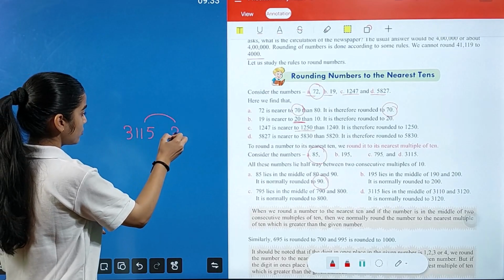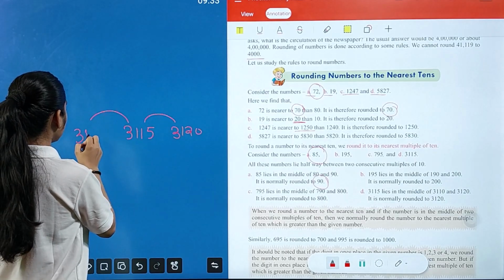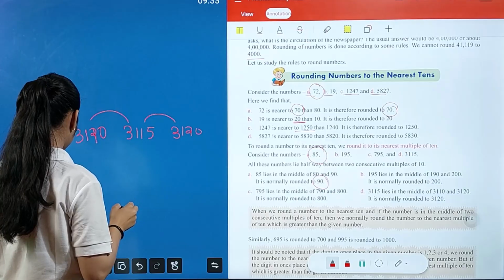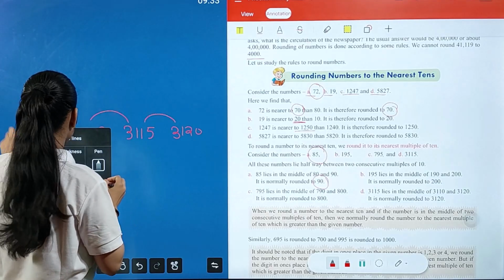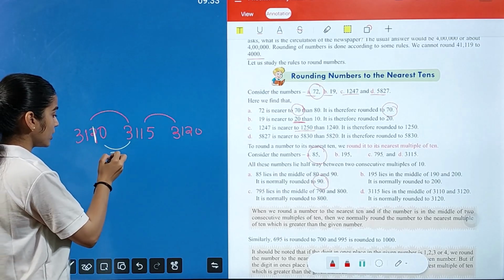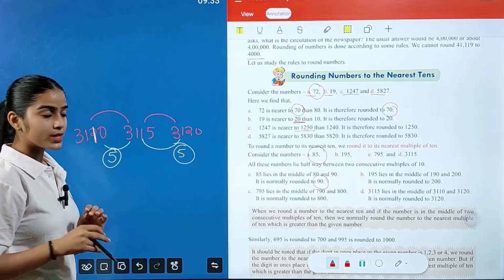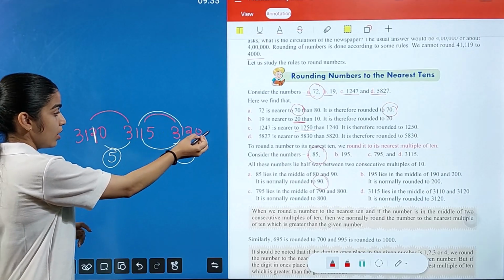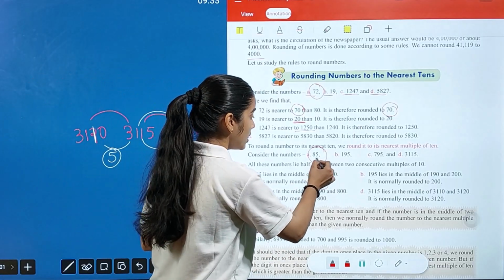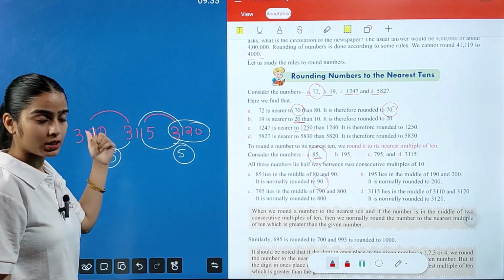So if I want to change this number to 3120 or 3110, in both the cases I have to take 5 steps. So in this case, I always take the next number. So this is your round off, 3120. So always consider that when you have the same number of steps to take to the nearest 10, then you have to take the greater one, not the smaller one.